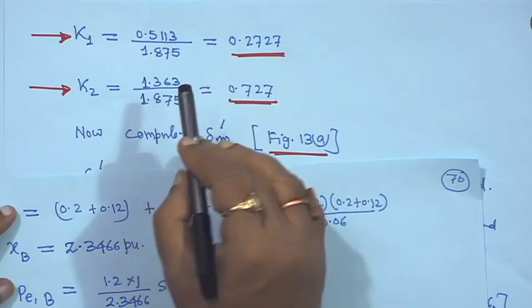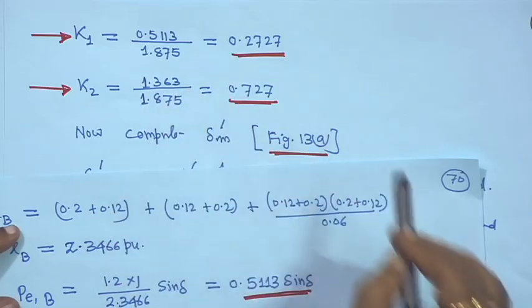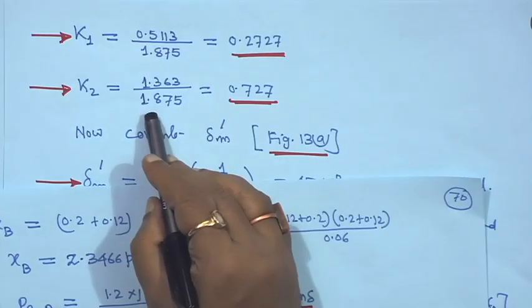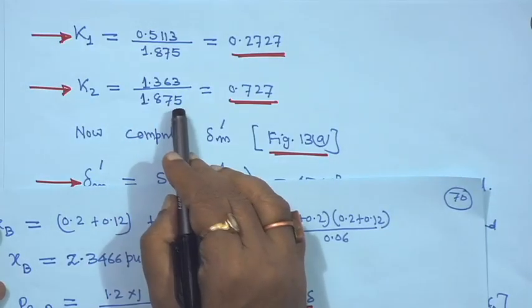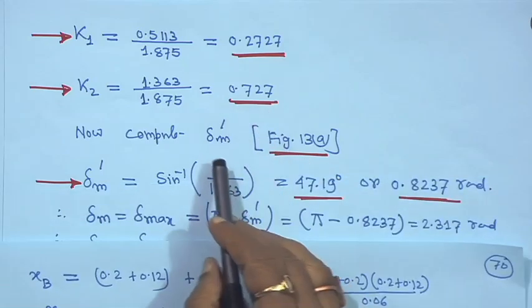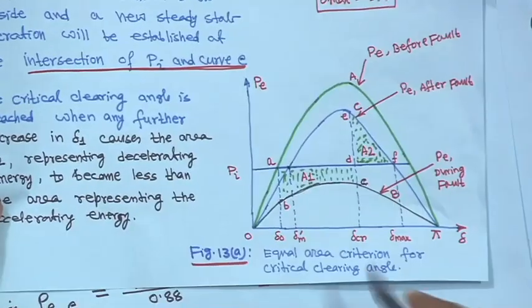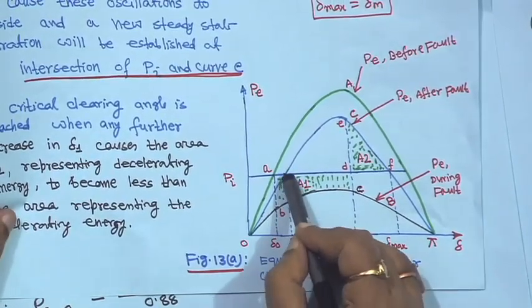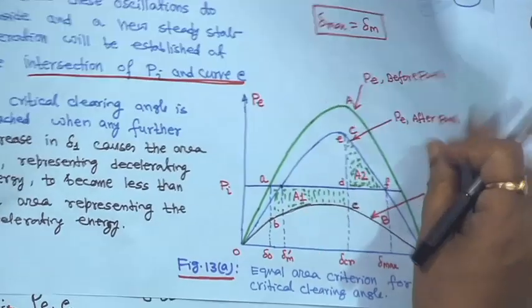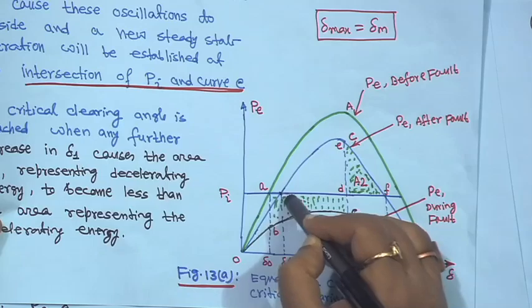K2 is equal to the after-fault value, 1.363, which we have got from graph C, divided by the pre-fault condition maximum, 1.875. So, 0.727. Now, you have to compute delta m dash. This blue curve is your delta m dash, at the intersection of this horizontal line and this blue one.